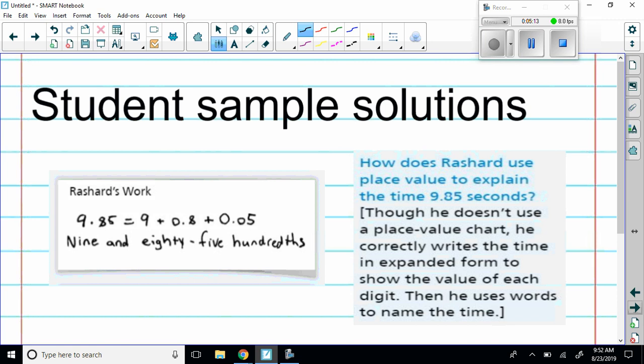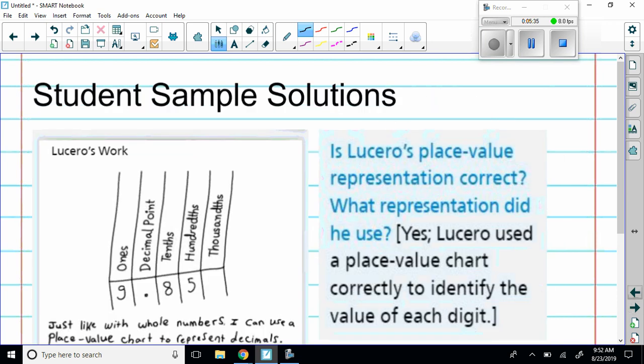Next, let's look at the student work. Richard did the math like I did. He wrote the number as a whole, 9 85/100 equals 9 plus 8/10 plus 5/100. He showed his addition through breaking the number apart and place value in expanded form. Lucero's work is different, but he got the answer correct as well. He used the place value chart just like the problem asked him to do. He also wrote an explanation at the bottom, which is great as well.